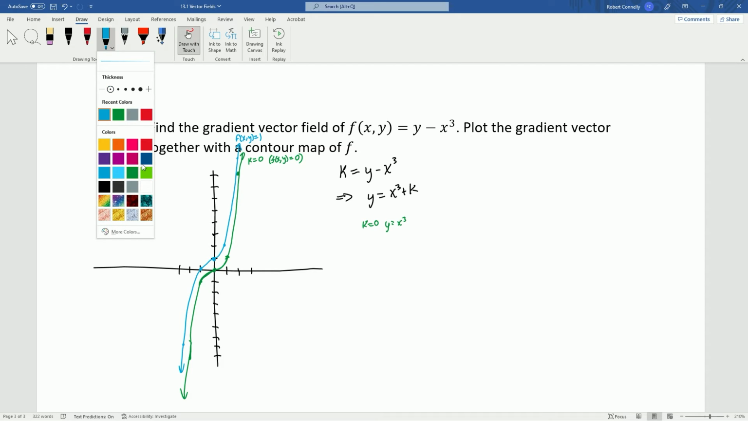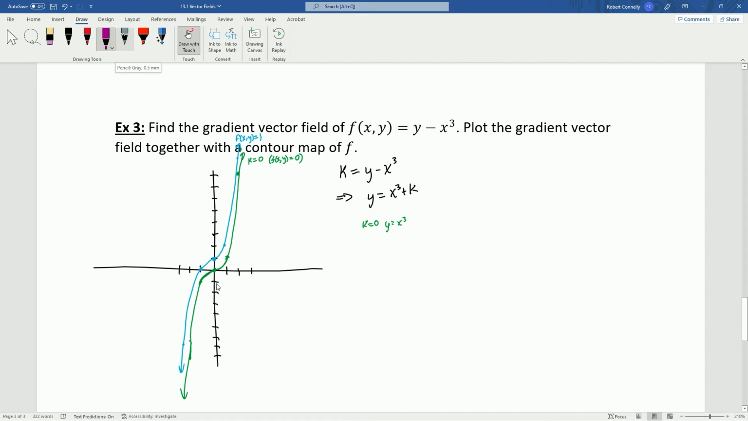And let's just do one more for good measure. So negative 1. It's going to look something like that. Okay. So there's 3 level curves for our graph, and we can see pretty obviously how the graph is going to go from here. So now let's take a look at the gradient vector field. So the gradient of f is the partial derivative with respect to x, which will be negative 3x squared, and the partial derivative with respect to y, which is just going to be 1.